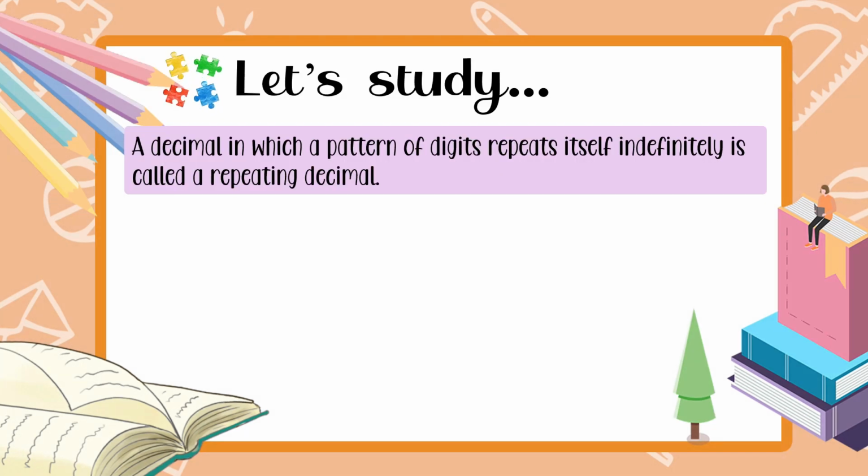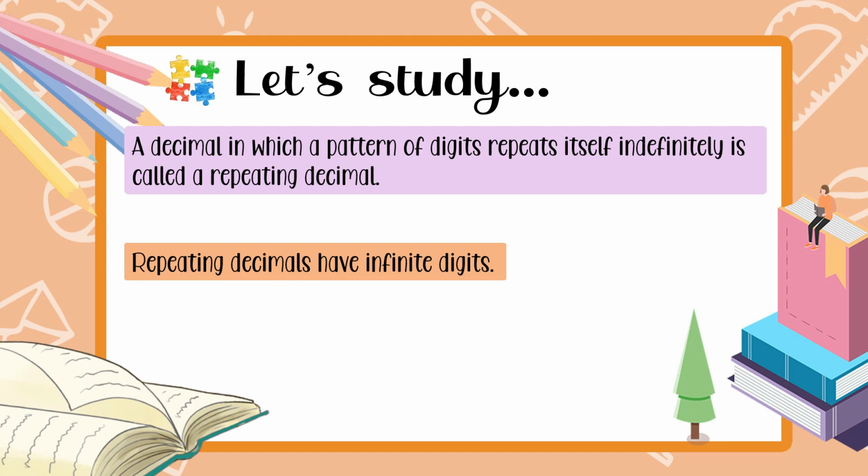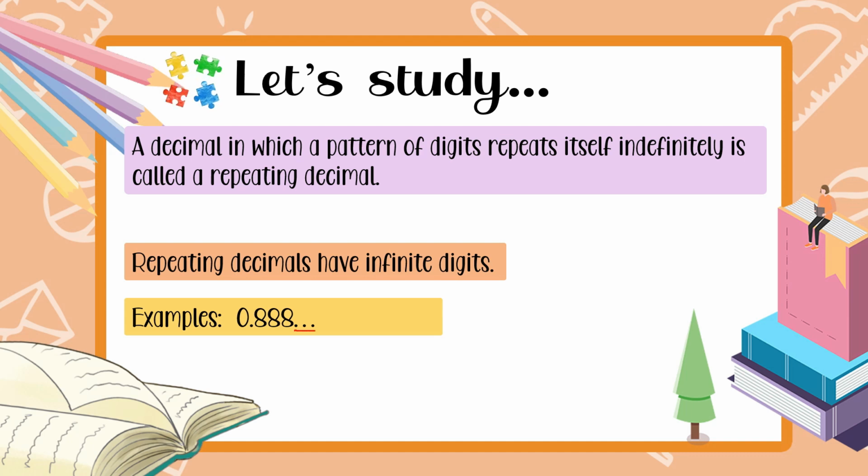A decimal in which a pattern of digits repeats itself indefinitely is called a repeating decimal. Repeating decimals have infinite digits or walang katapusan. So, examples, we have 0.888... As you can see, we have 3 dots here, and it indicates that the digits are continuous. Another example, we have 2.67333..., and we have here the ellipsis. Okay, so therefore, it is continuous. And then, lastly, we have negative 1.5353..., then the ellipsis here.